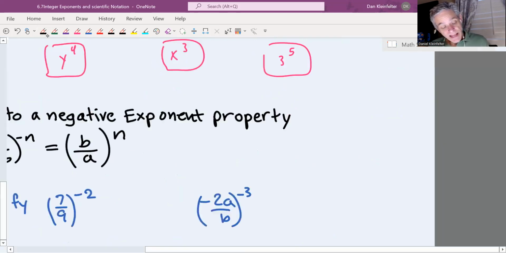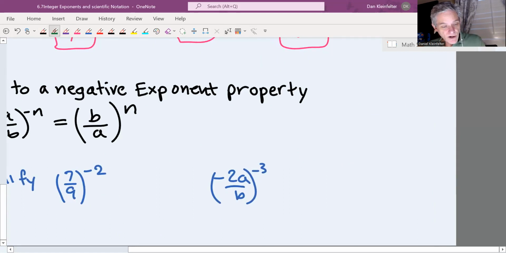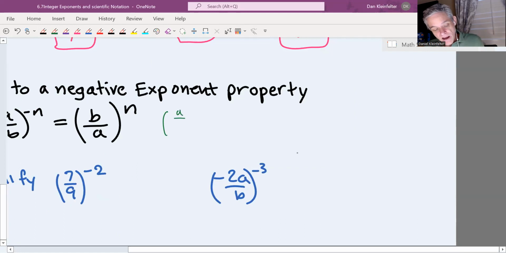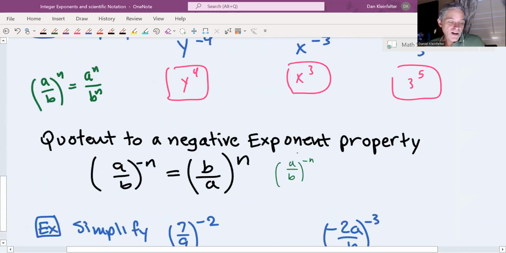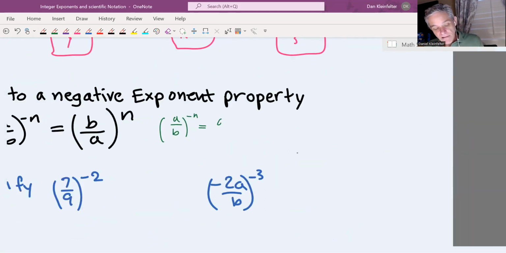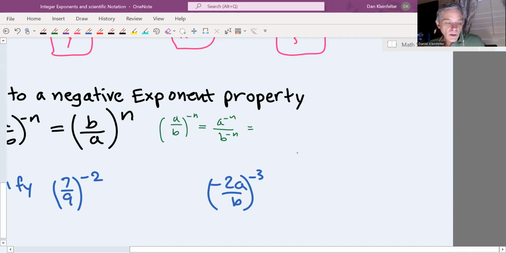So to see why that may be so, let's try and reason it out. If you have a over b raised to the minus n power, then following this rule, we should have a raised to the minus n over b raised to the minus n power. When we have a quotient raised to a power, we can give the power to each of the numerator and denominator. Okay, so now simplifying, we have a raised to the minus n power.